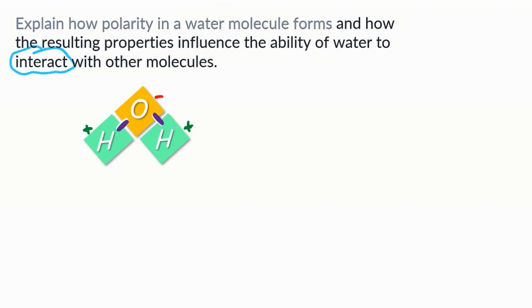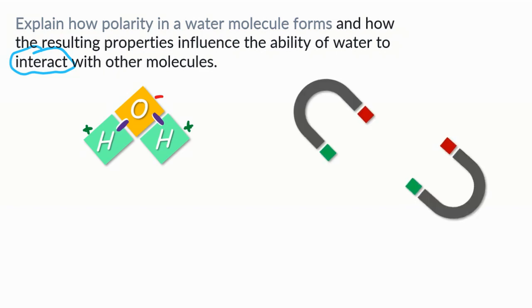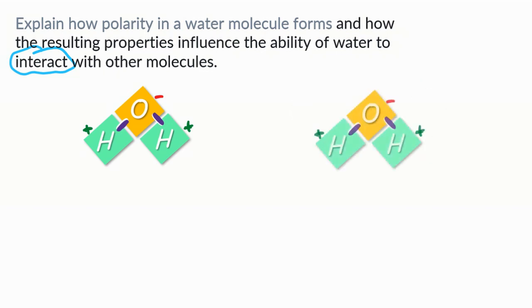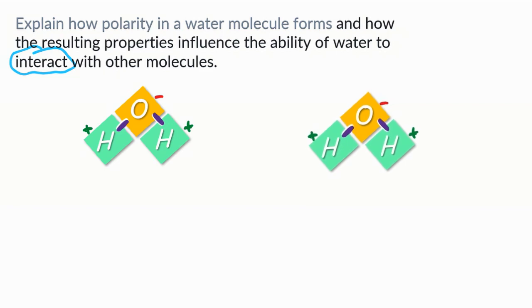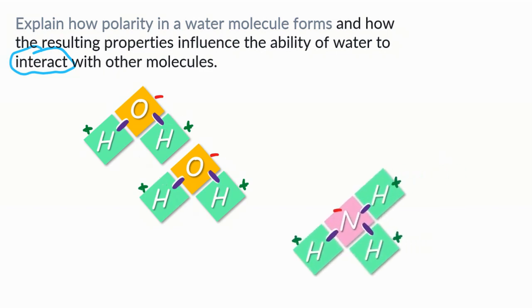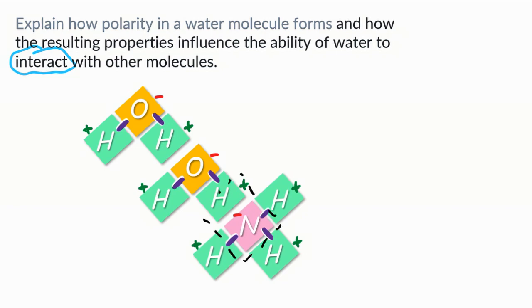Let's think back to magnets. If we have a magnet with positive and negative ends, the positive end will be attracted to the negative end of the other magnet, right? Same for polar molecules. Water can form bonds with other polar molecules, like other water molecules, or even molecules such as ammonia. And it has a high propensity, a high likelihood, therefore, to form hydrogen bonds with other molecules specifically.